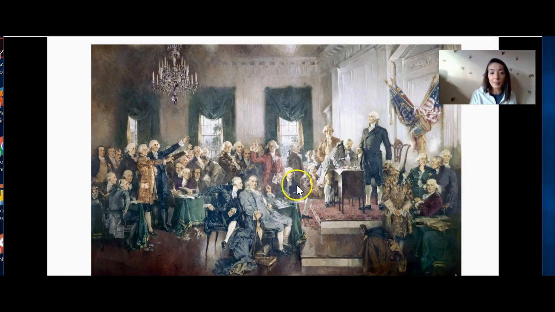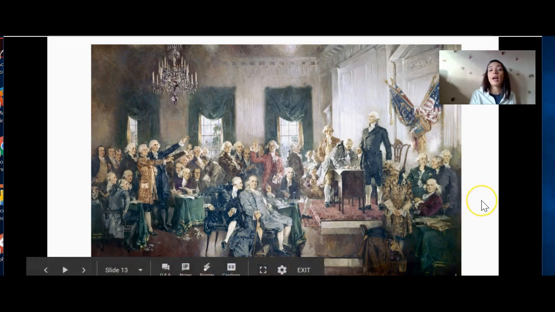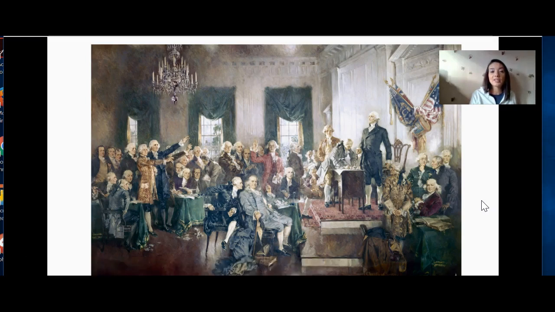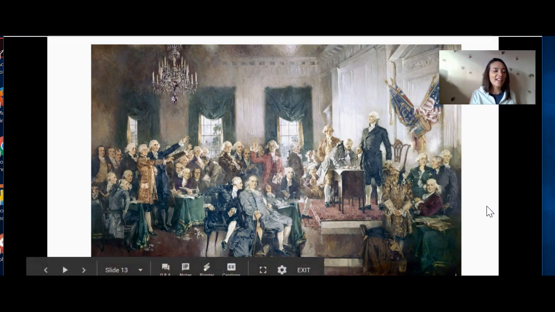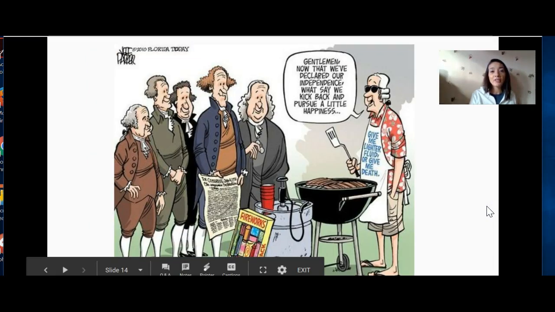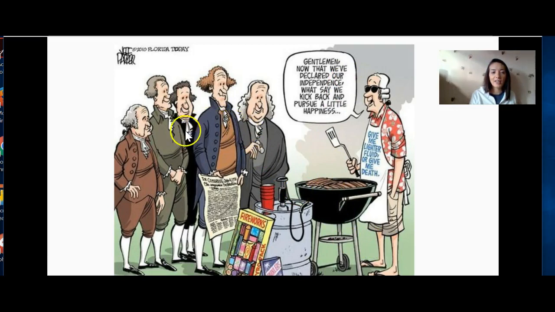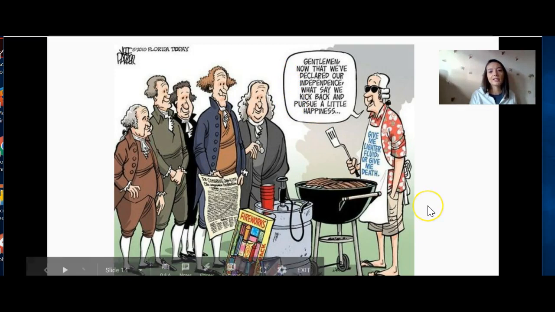George Washington, Ben Franklin. Do you remember that Thomas Jefferson was one of the people? Samuel and John Adams. Okay, and then I'm going to end with kind of a funny cartoon. We celebrate the 4th of July, and this is like a modern guy, right? Here are some famous people that were part of the Continental Congress. You can see that it says, in Congress, July 4th, 1776. Gentlemen, now that we've declared our independence, let's say we kick back and pursue a little happiness. Just kind of funny. Okay.